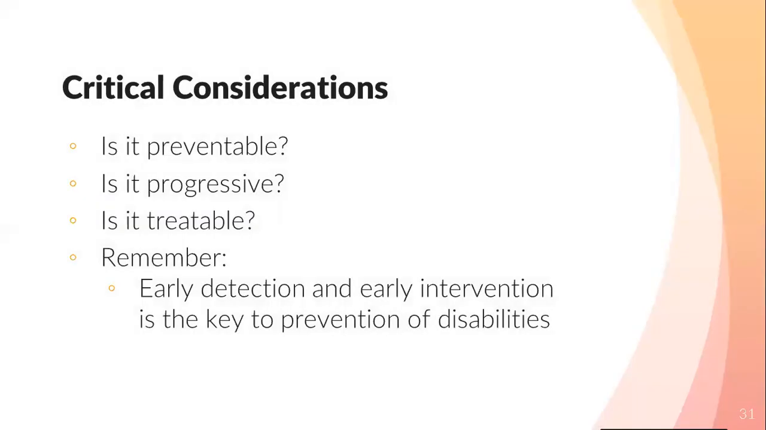So the first thing is, can we prevent it? By prevention, we mean proper care of the mother, antenatal care, care during childbirth, and care after childbirth. As we had mentioned, the prenatal, perinatal, and postnatal factors. We also need to see whether the problem is gradually increasing and whether it is treatable. If it is treatable, we can resolve the problems by starting early.